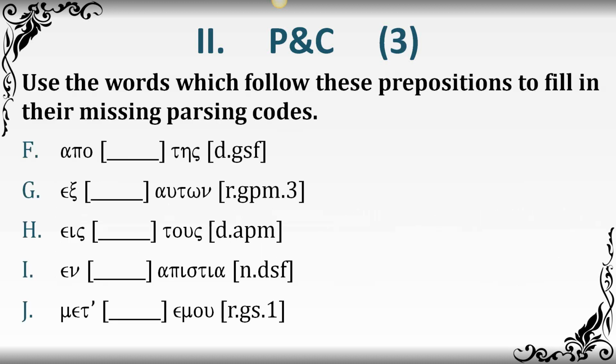All right, and then we decided, well, as long as we're playing around with this, we might as well figure out how we do the parsing codes. And we discovered that that was actually relatively easy. You look at the case of the word that's after it, and you put it after the P. So we have apo, and that is a preposition. The next word is tes, and what is its case? Genitive. So when I do the parsing for apo, what is it going to be? It's preposition genitive. Yep, preposition genitive, so P dot G.